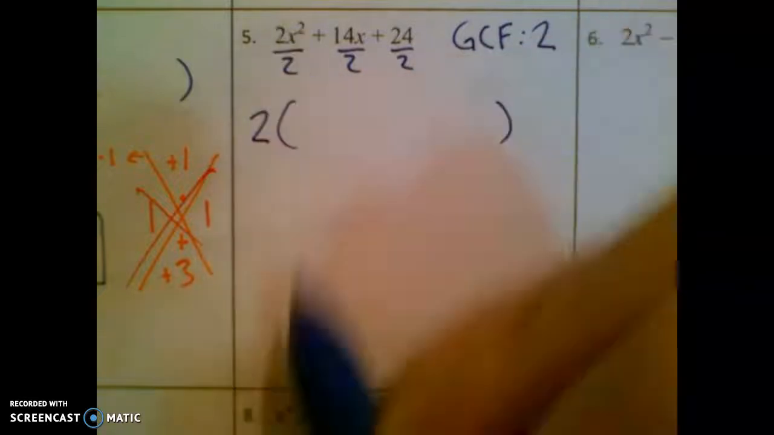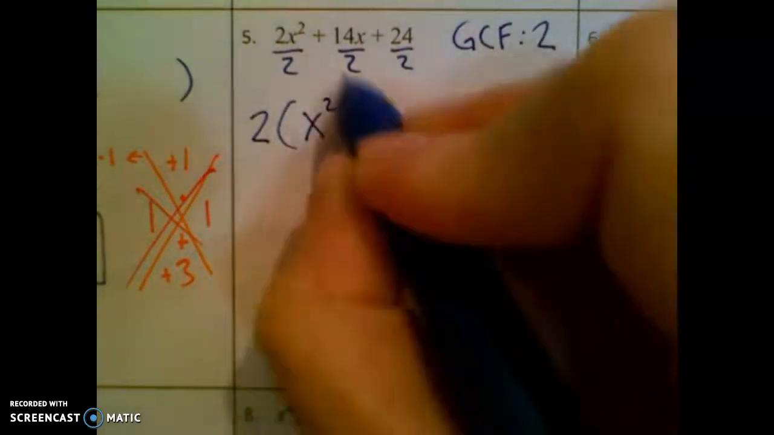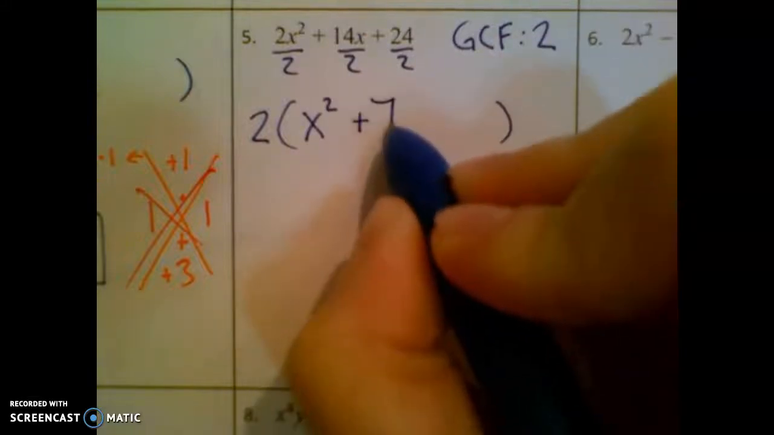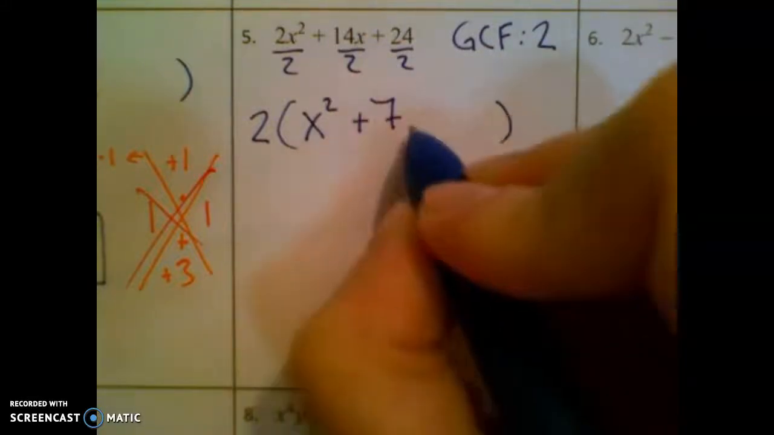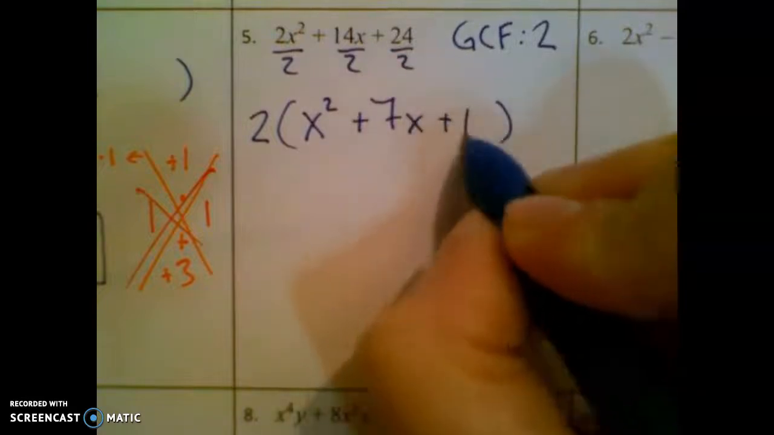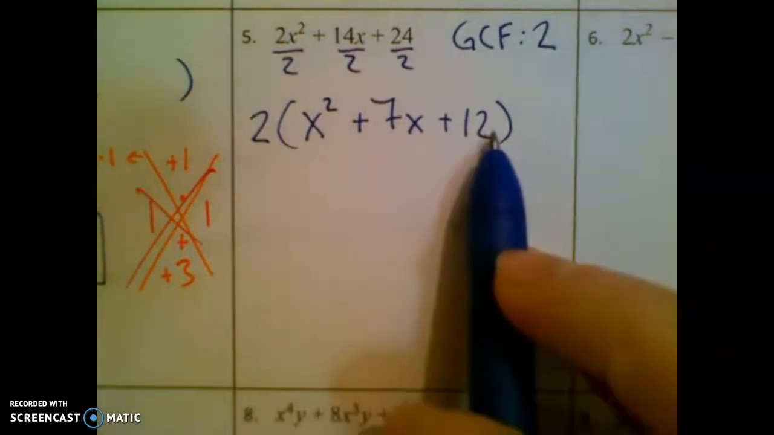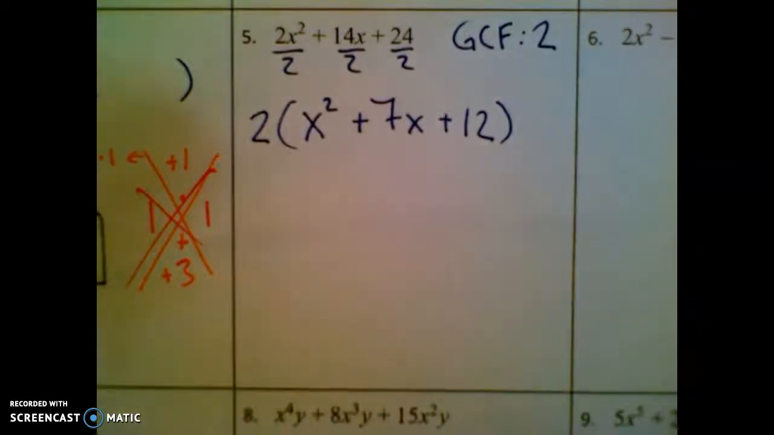Just divide. 2 divided by 2 is 1. X squared divided by nothing is x squared. Positive 14 divided by 2 is a positive 7. X divided by nothing is still x. And positive 24 divided by 2 is a positive 12. So there is my trinomial, and now it's a trinomial of degree 2, leading coefficient of 1, so I can go ahead and do the x method.